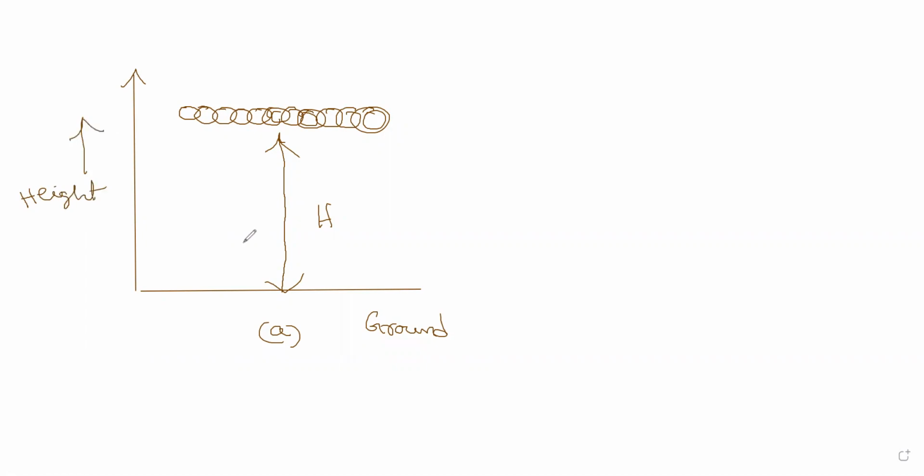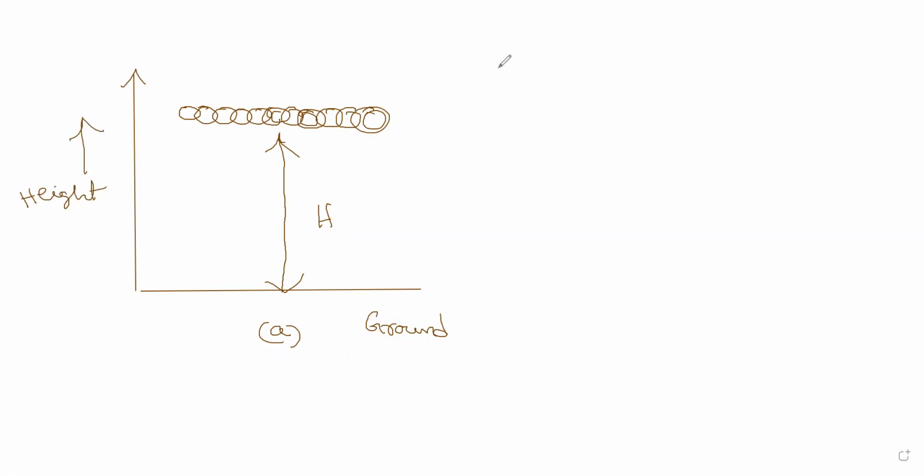This is the case A, and the chain is situated at a height of h from the ground. This is the ground, and this is the height. You can go to the top. This is the height h.